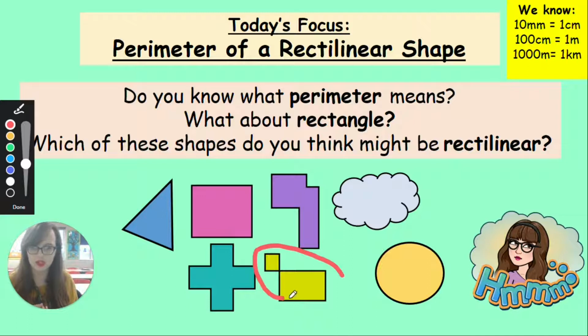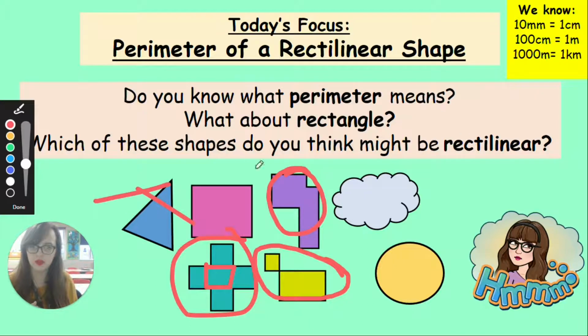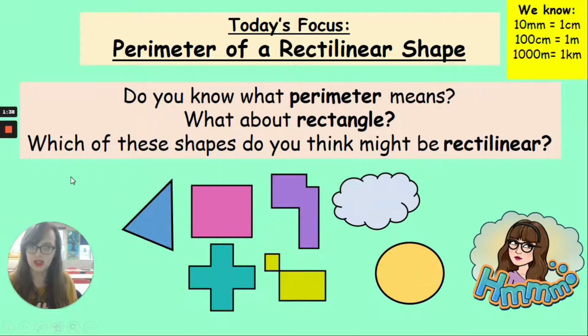This shape looks like it's made up of rectangles. So does this shape. This shape could be made up of rectangles as well, or made up of squares, so maybe this one. But not this shape, not this cloud, and not the circle. Let's see if I'm right.